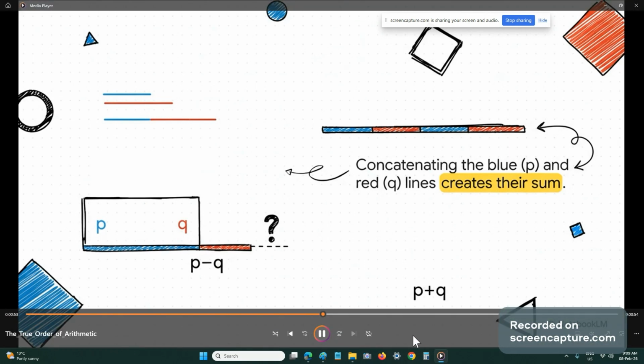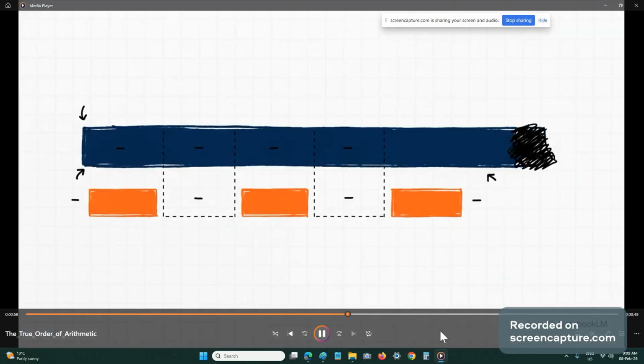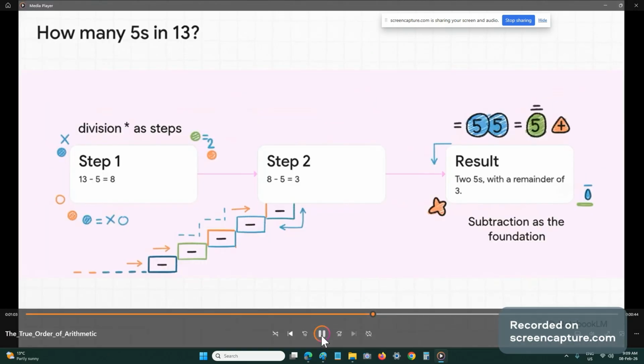Lines together to create a sum using only subtraction. All right, next up is division. And guess what? It's just repeated subtraction. It's like asking how many times.